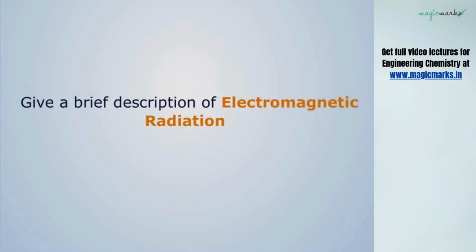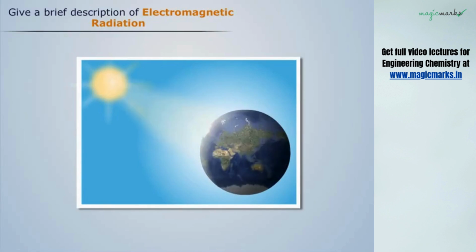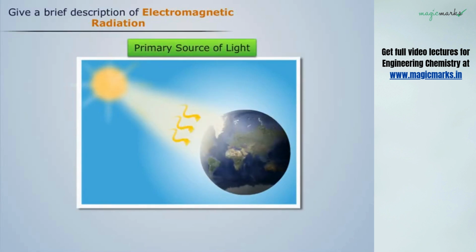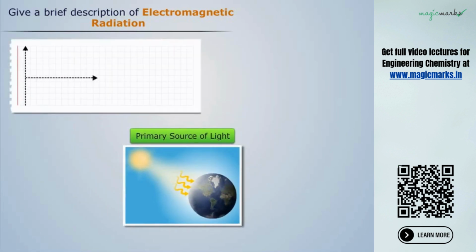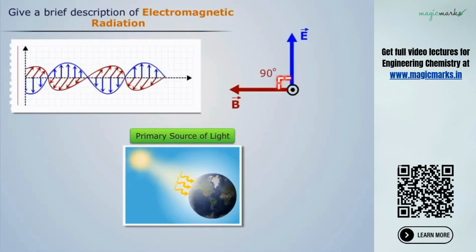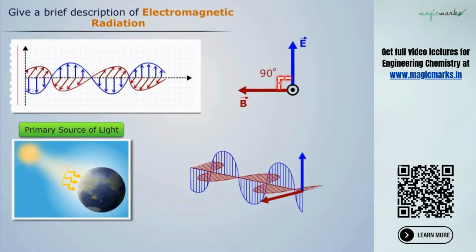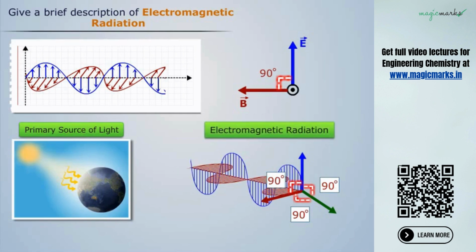Give a brief description of electromagnetic radiation. We know that the sun is the primary source of light on Earth. This light is a form of radiation which consists of both electrical and magnetic components, whose directions are mutually perpendicular and perpendicular to the direction of propagation of the radiation. Such a radiation is called electromagnetic radiation.